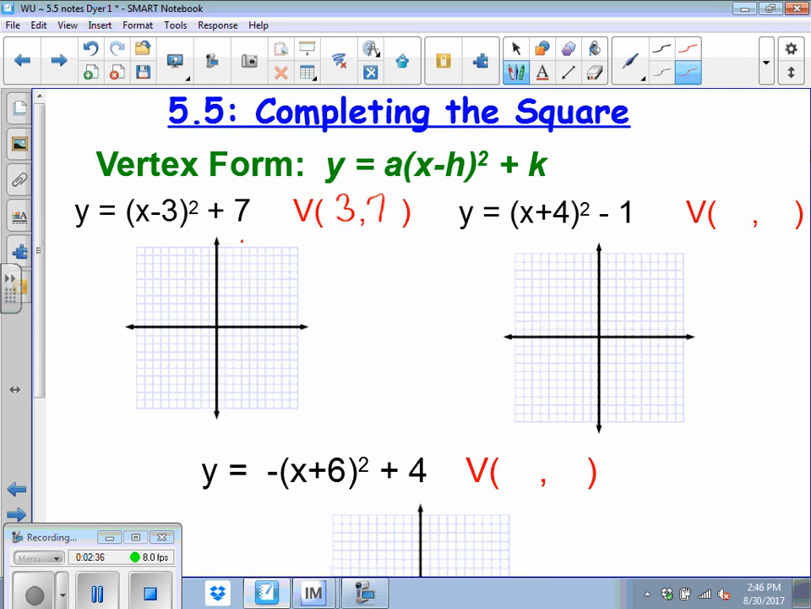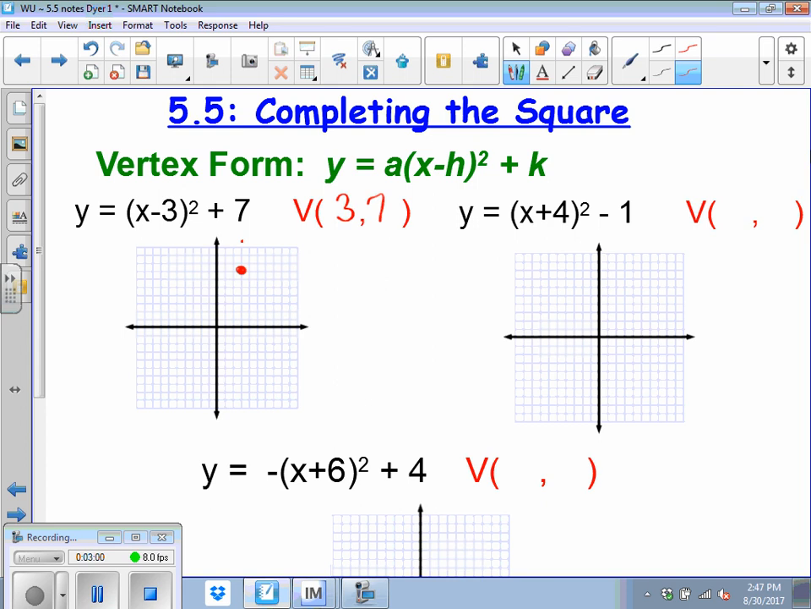Now, in this section, you're not going to be graphing these, but like I said, in Math 3, we want you to start relating the equation to the graph. So, my vertex is 3, 7. So, 1, 2, 3, 1, 2, 3, 4, 5, 6, 7. So it's right here. Now, there's something in this form that tells me whether the parabola opens up or down.